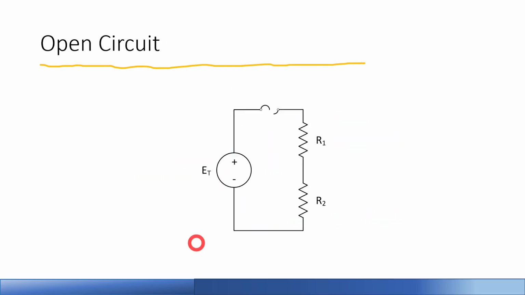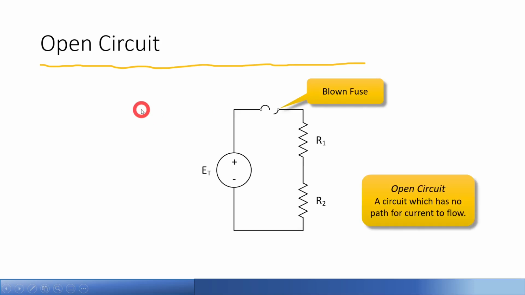Okay, let's look again at an open circuit. So this is a little symbol for a fuse. It's actually kind of missing a little semicircle there. And so this is a fuse protected circuit that has a blown fuse. And since that fuse is blown, that means that it is open. You can see there's an air gap there, so it's open. In an open circuit, the definition is a circuit that has no path for current to flow.